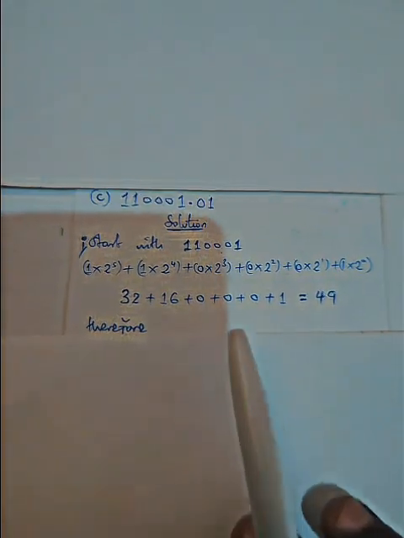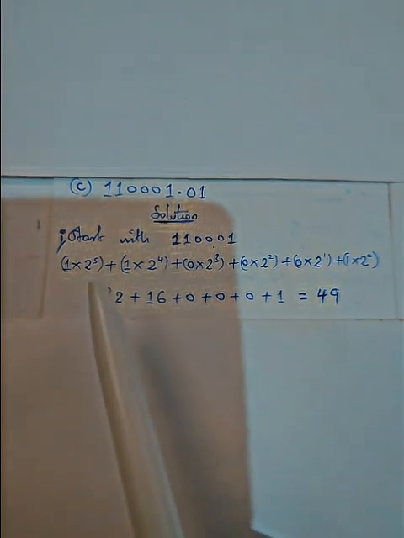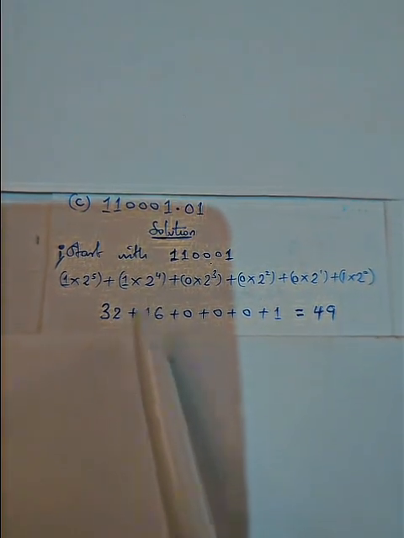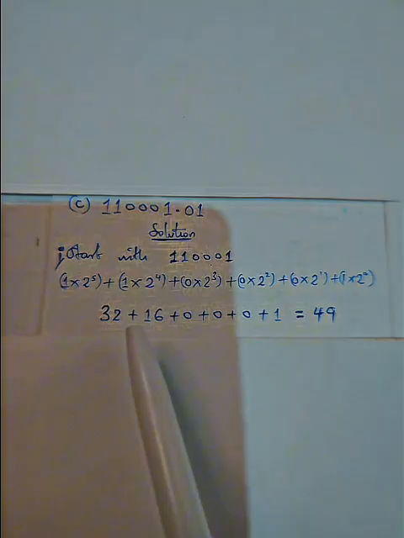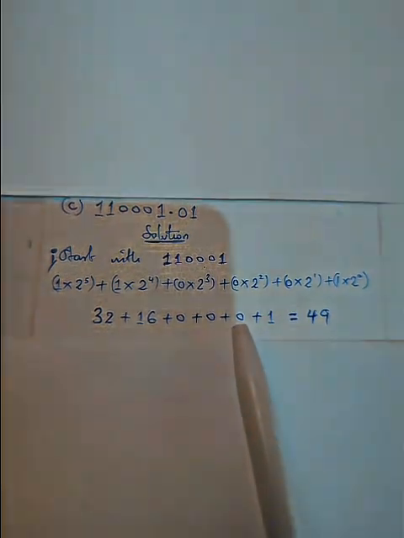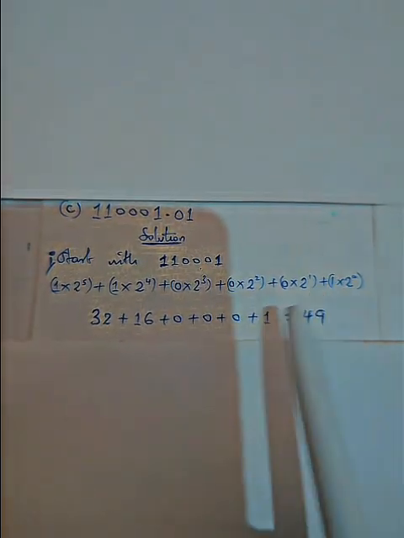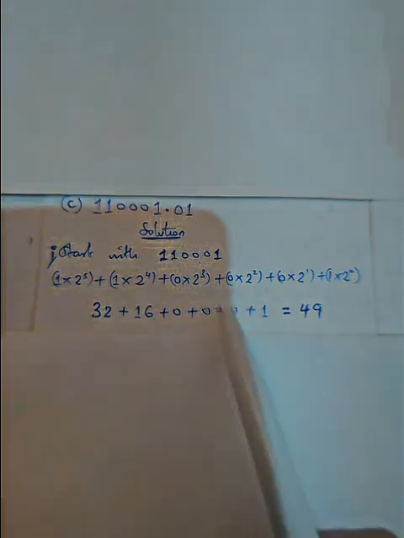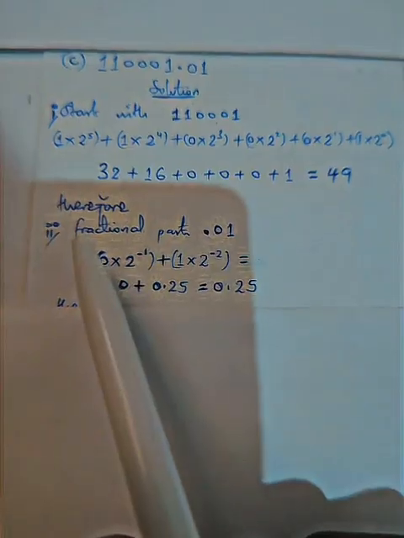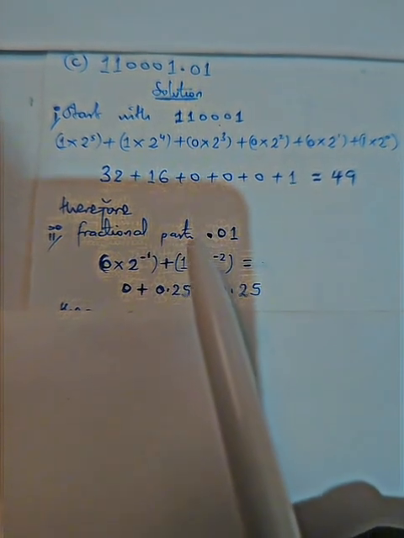Therefore 2 power 5 will become 32, this will become 16, plus 16 plus 0 plus 0 plus 0 plus 0, and this last one will become 1, therefore leading to 49. Therefore the fraction part.